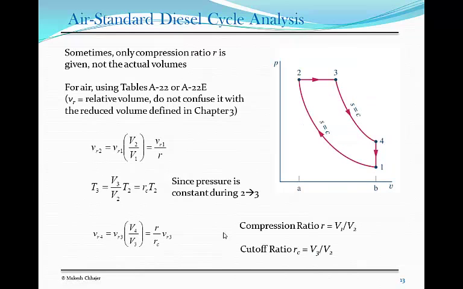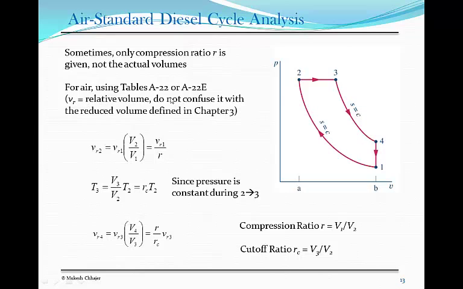Now, since we are looking at these, whether it's a diesel cycle or an Otto cycle, or the next one that we are going to do, the Brayton cycle, in many of these cases only the compression ratio is given, which tells us by what factor the volume changes, and we may not really know the actual volumes. So this is the place where we can use the information given in tables A22 and A22E, where you have the value of relative volumes. So remember, it's the same thing as in the Otto cycle. You need to make sure that you don't confuse the relative volume with the reduced volume, because reduced volume is different from relative volume.